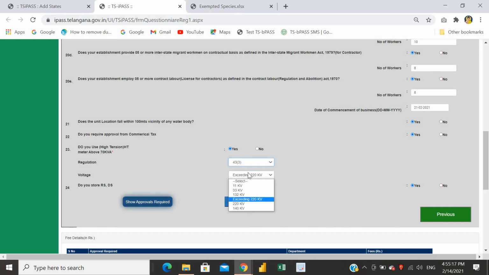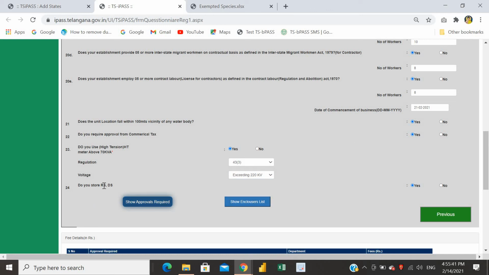So the voltage, this is the system voltage. We need to mention the system voltage, whether it is 11 kV, 33 kV, above 132 kV, etc. There is no 140 kV. It shall be only multiples of 11: 11, 33, 132, 220 and above 220. So now I am done.